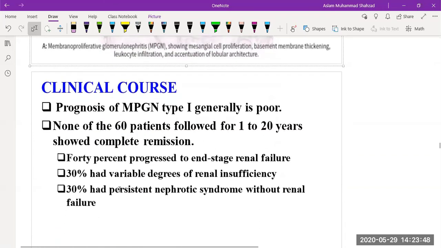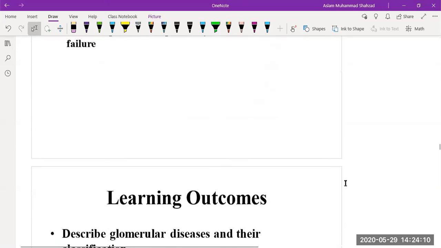When we talk about the clinical course, the prognosis of MPGN type 1 is generally poor. None of the 60 patients followed for 1 to 20 years showed complete remission. 40% progress to end-stage renal failure. 30% had a variable degree of renal insufficiency. 30% have nephrotic syndrome without renal failure.